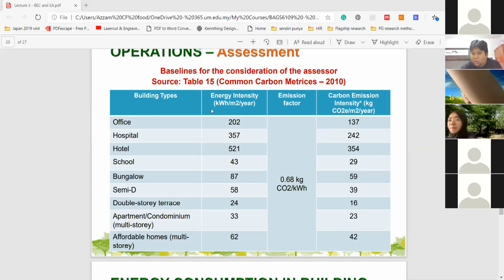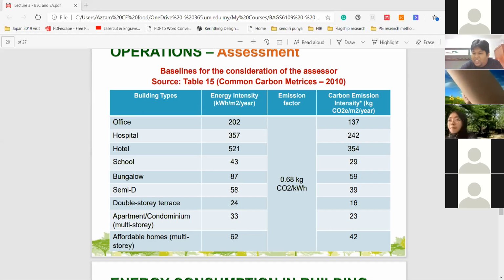Similarly here, this is the amount of electricity that you probably use per meter square per year. For an office building, you look at a hospital, almost double. Hotel, even more so. Schools, very low, because a lot of our schools run on ceiling fans and a lot of openings, and are not very comfortable, unless you go to private schools, of course. Bungalows are even higher than schools. Semi-Ds are about the same as schools. Double-story terraces, very low. Apartments and condominiums, low as well. Affordable homes, somehow quite high.